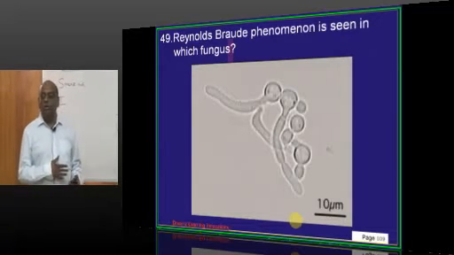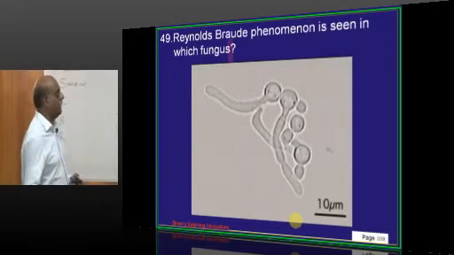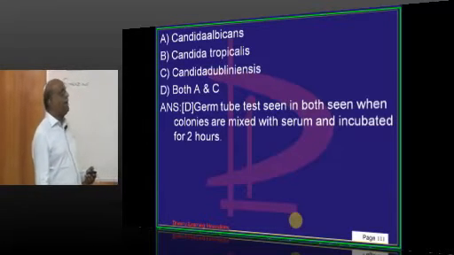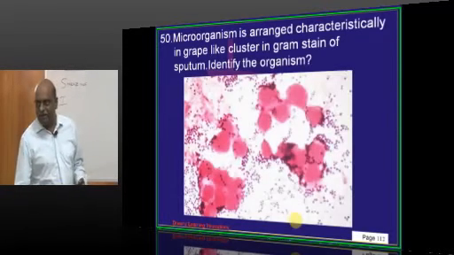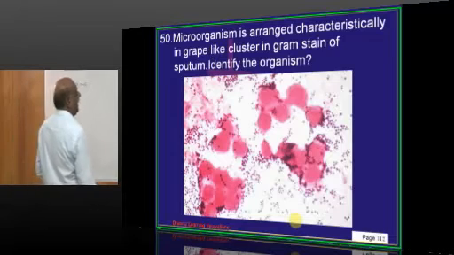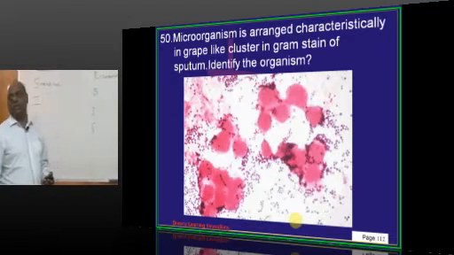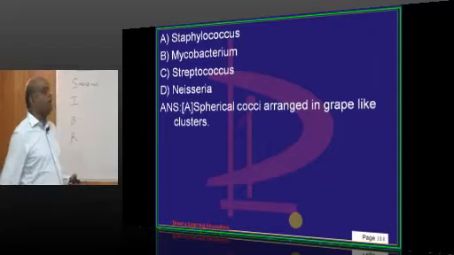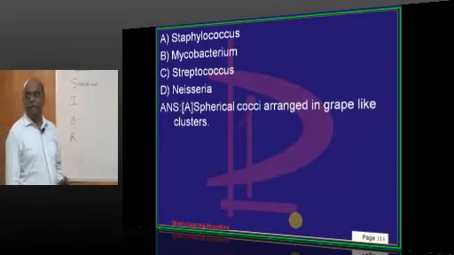This kind of a Reynolds braid phenomenon, where do you see it? With which fungus? Typically with both Candida albicans and also tropicalis, Candida species. Grape-like clusters, as what you can see, what is the organism? So it is a Staphylococcus which is arranged in a grape-like manner.